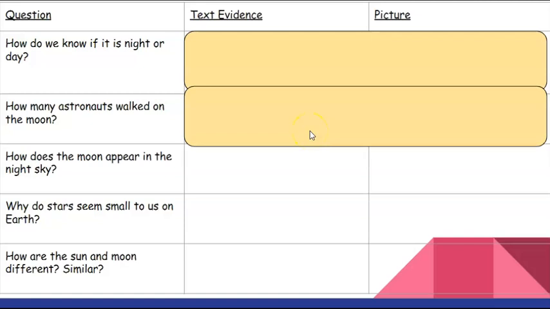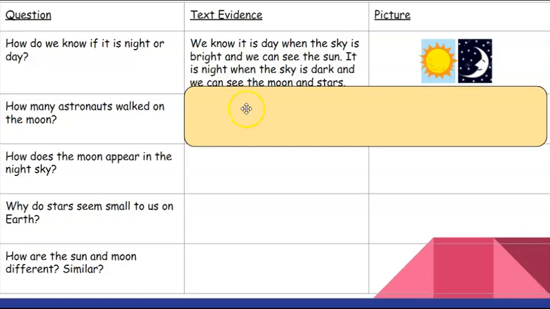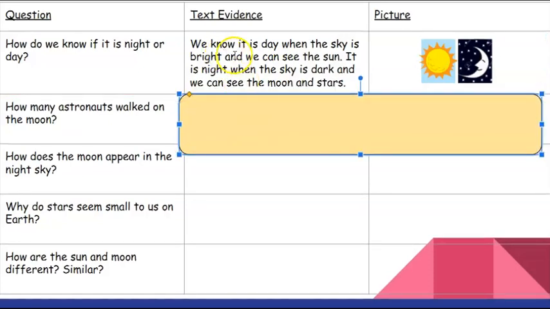Okay, so now that I've gone back and reread in the text, I want to write my answer as a complete statement. The question was, how do we know if it is night or day? I want to make sure that I'm restating the question. So I'm going to say, we know it is night or day. Let's check out what Miss Kelly wrote. I said, we know it is day when the sky is bright and we can see the sun. It is night when the sky is dark and we can see the moon and stars.